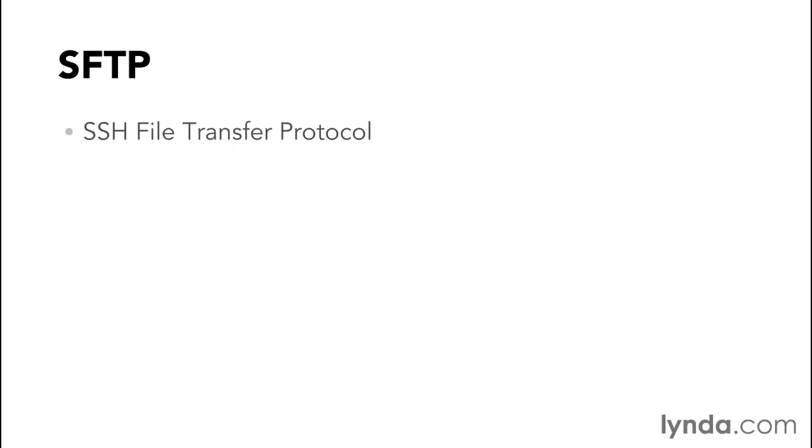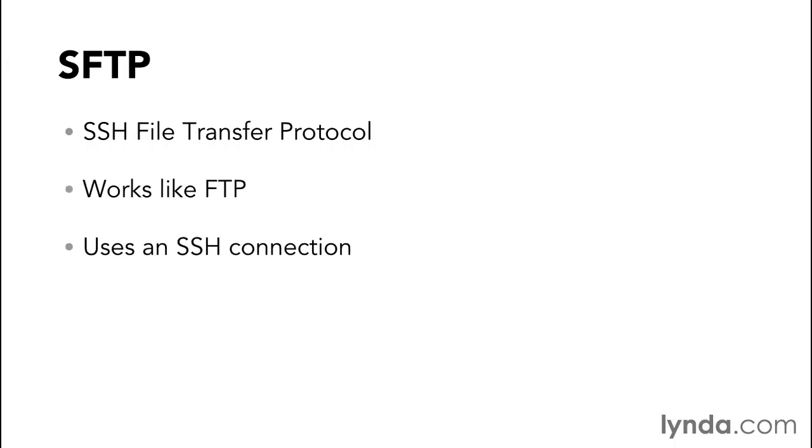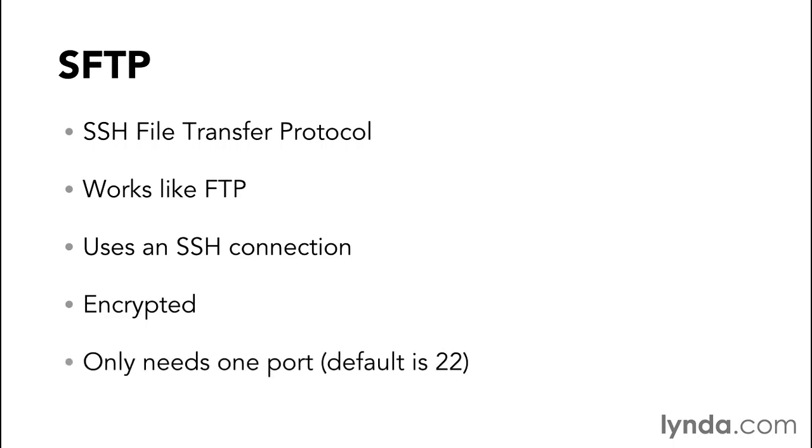SFTP, or SSH File Transfer Protocol, provides a service that works like FTP using a secure shell connection instead of an FTP connection. Because SSH is encrypted, this provides a higher level of protection for the login information and the data in transit. Because SFTP works over the same port as SSH, server administrators can get away with just having one port open to the outside world.